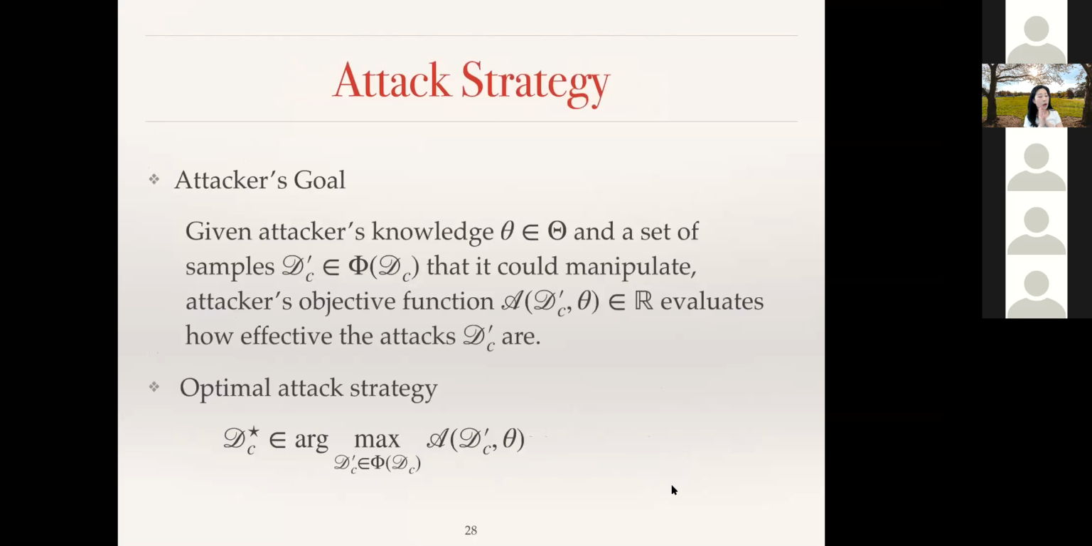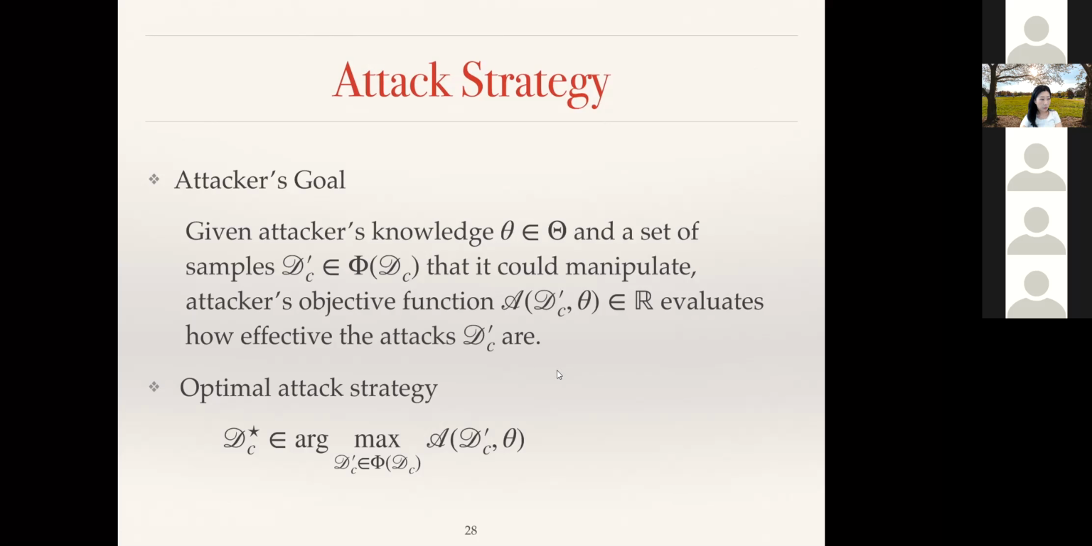Okay, so now the attack strategy, right? The attacker's goal, given the attacker's knowledge, which is either perfect knowledge or surrogate data or a surrogate learning algorithm, and so on, and a set of examples that it could manipulate. These examples, after manipulation, have to be within the theta of DC. So it has to satisfy the data manipulation constraint. The attacker's objective function will be denoted using A of DC prime theta.